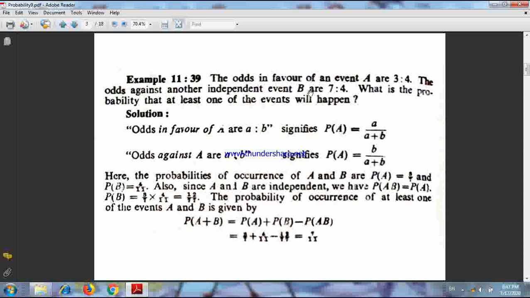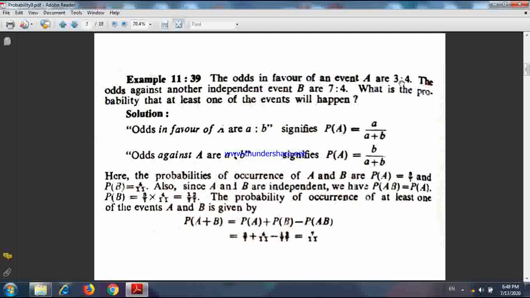Now in the question it's given that odds in favor of an event A are 3:4. That means probability of A equals 3 divided by 3 plus 4, that means 3 upon 7. And it's also given that the odds against another event B are 7:4. That means probability of B equals 4 upon 7 plus 4, that means 4 upon 11. Now what to find? The probability of at least one of the events.